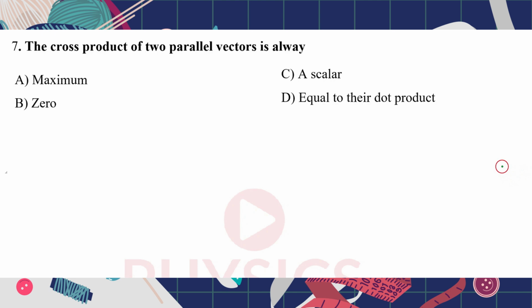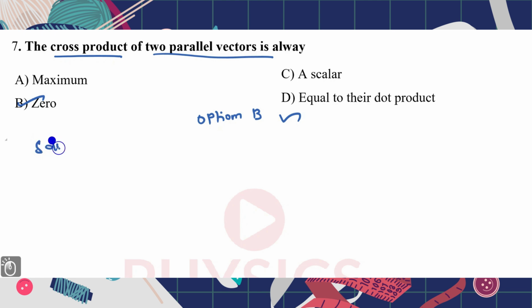So question number 7. The cross product of two parallel vectors is always, what is that? It is also 0. So option B is correct. So then the solution.